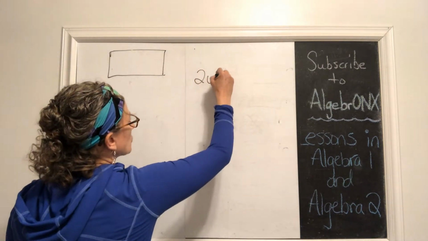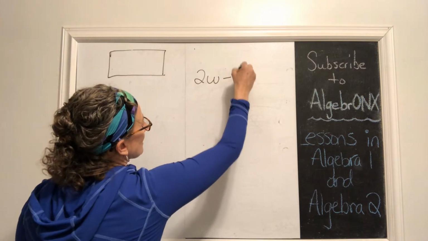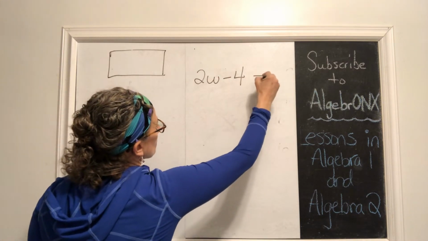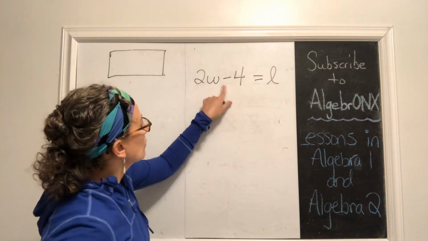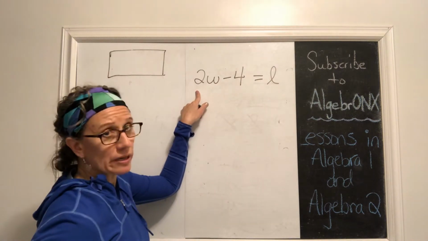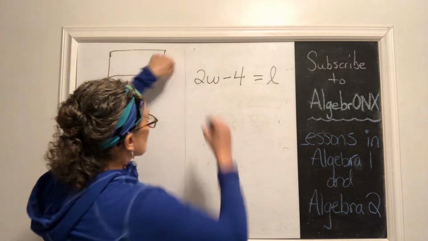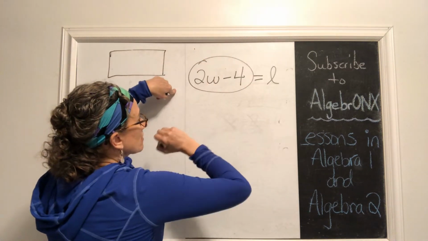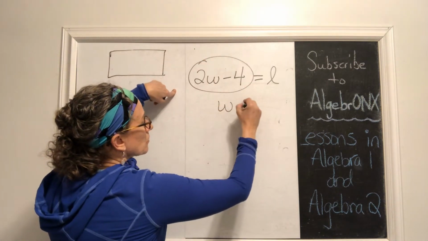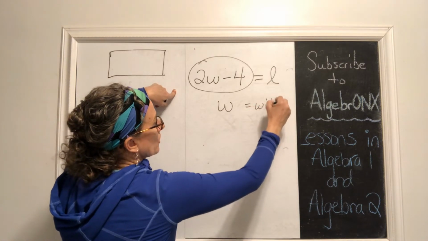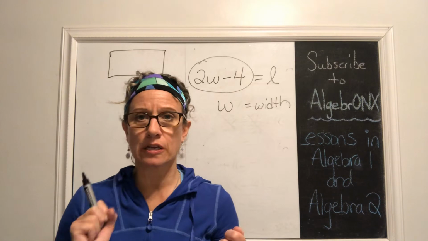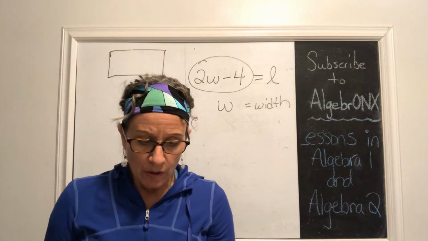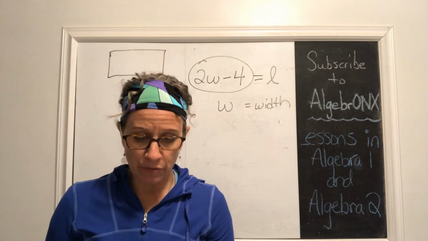Twice the width for less than equals the length. The length is four less than twice the width. So L represents the length and W represents the width. Okay? We have the algebraic expressions written for both. The area of the rectangle.